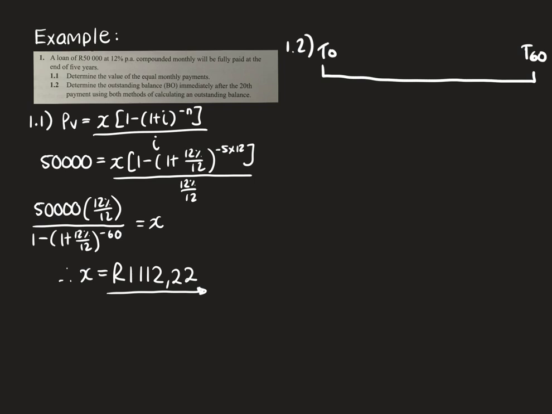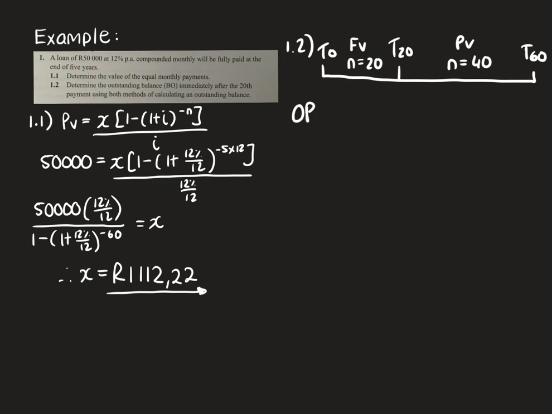Okay, so what do we got now? We now have T20 is what we're going to work out, our outstanding balance. So do you agree with me that this is my future value method? This is my present value. My N is going to be 20 here. My N is going to be 60 minus 20, which is 40. Okay, so let's do the first method.